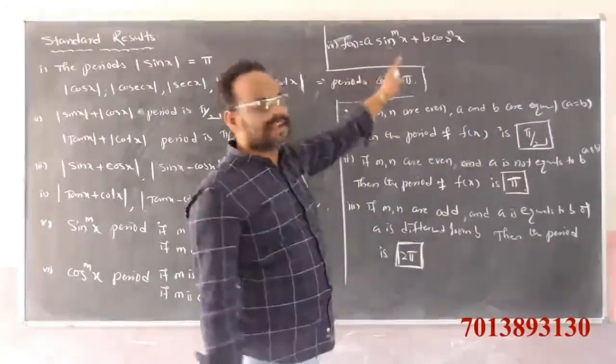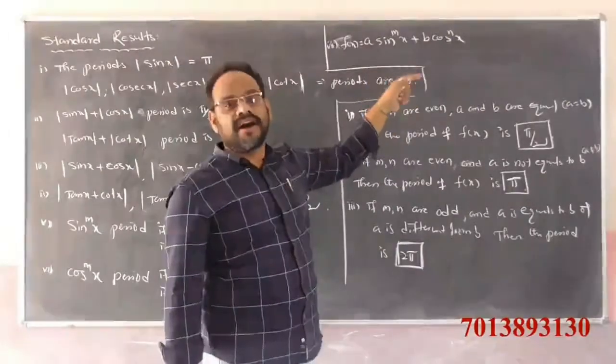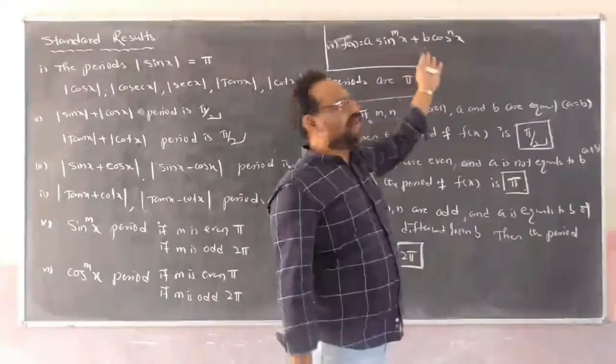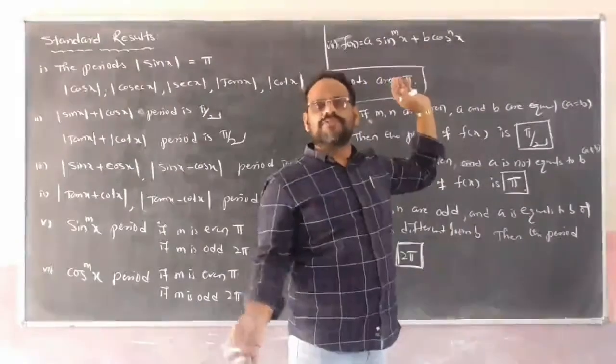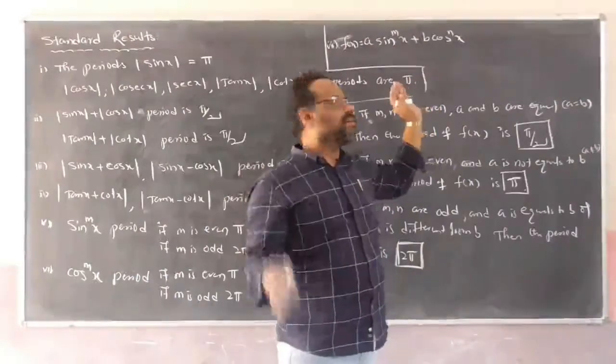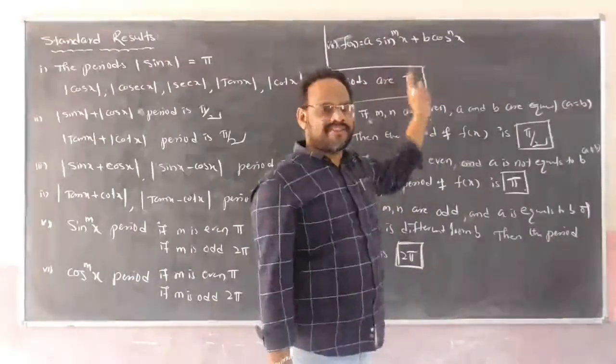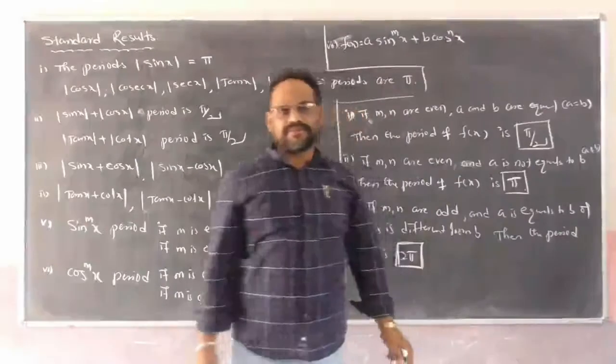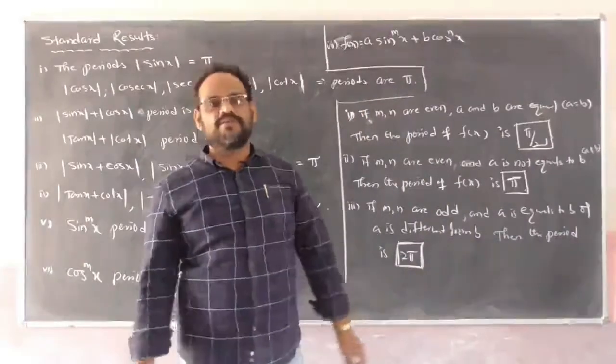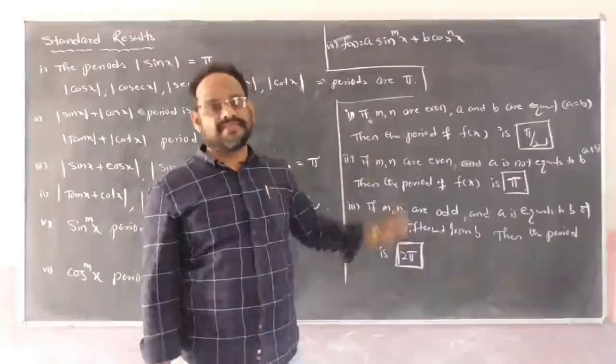Next, m and n are odd numbers. The a and b values: a is equal to b or a is not equal to b. So the period of this function is clearly 2 pi. The period of this function is how much? 2 pi. This is very, very important standard business.